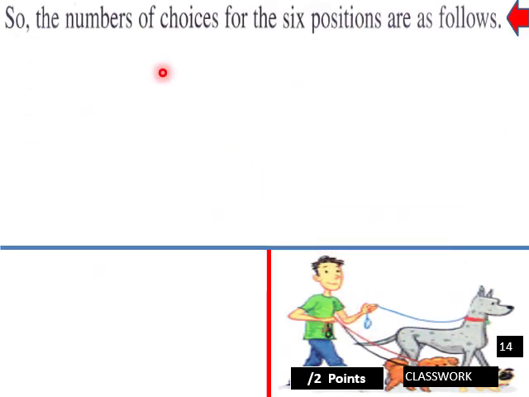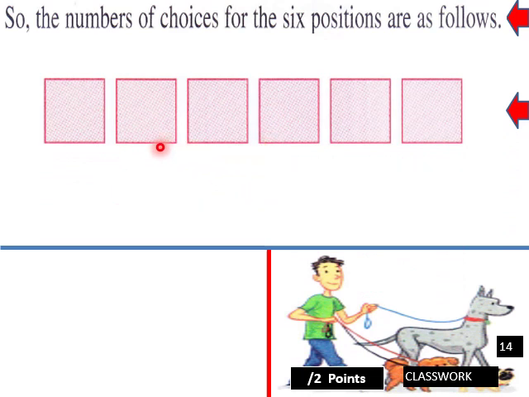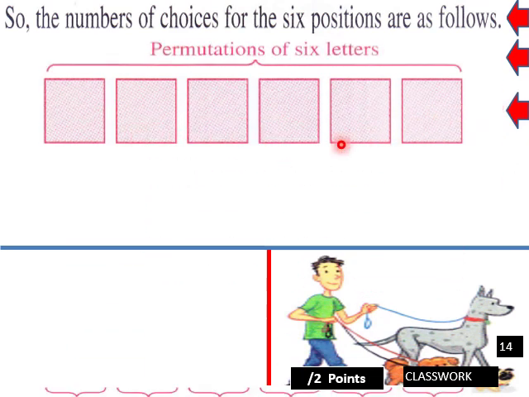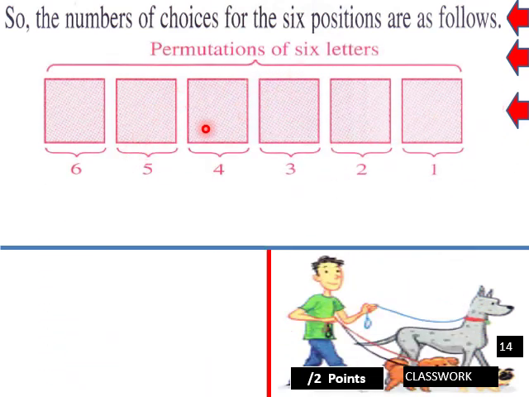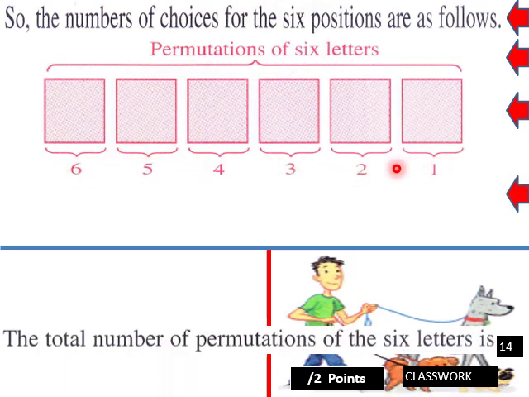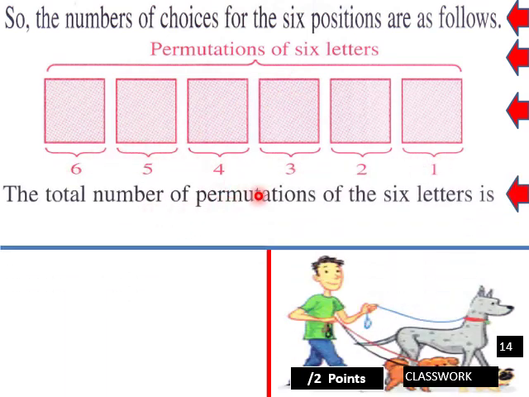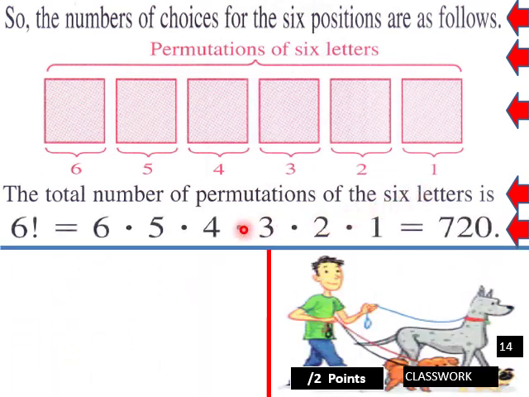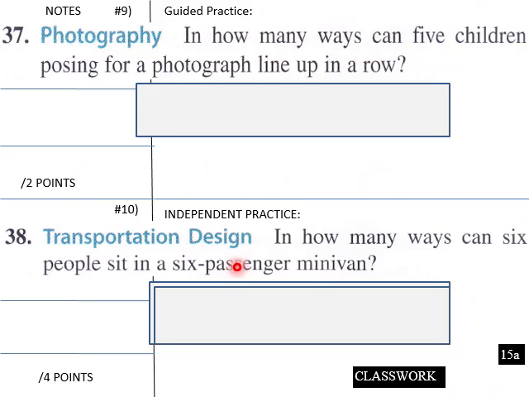So here are our 6 positions. The permutations of 6 letters: 6, 5, 4, 3, 2, 1. The total number of permutations of the 6 letters is 6 factorial, and we've gone through factorial before. The way that you calculate this is by using factorial. So 6 factorial comes out to 720 different permutations of those 6 letters.